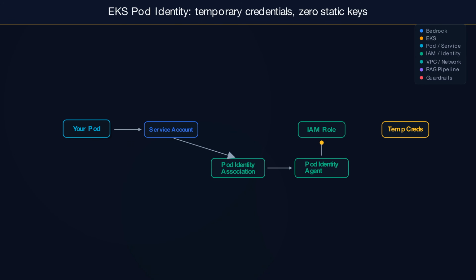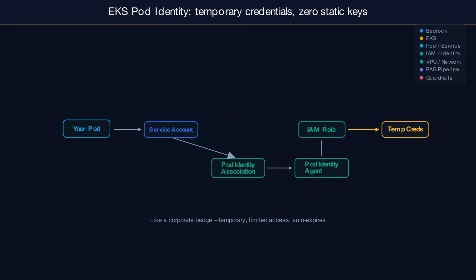Your pod starts with a Kubernetes service account. EKS sees the pod identity association you configured that maps this service account to a specific IAM role. The EKS auth service assumes that role using the pod identity agent daemon set running on every worker node. Temporary credentials, they expire in about an hour, are injected into the pod. The AWS SDK picks them up automatically. No static keys, no secrets mounted, no rotation headaches.